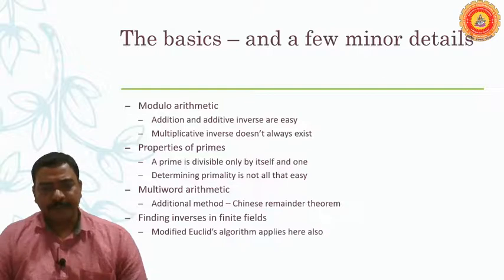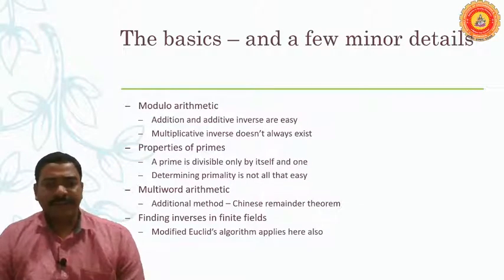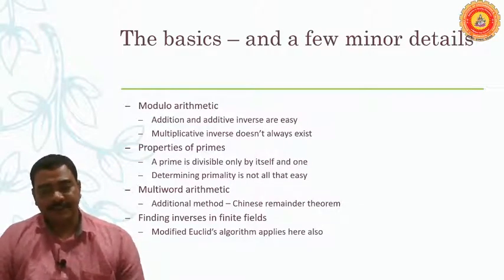Properties of prime numbers. A prime number is divisible only by itself and 1. Determining primality is not all that easy. For small numbers it might be easy, but for very large numbers, testing whether it is prime or not is a very difficult part. Then there are multi-word arithmetic, addition methods, and the Chinese remainder theorem for finding the inverse in the finite field. The modified extended Euclid's algorithm applies here also.